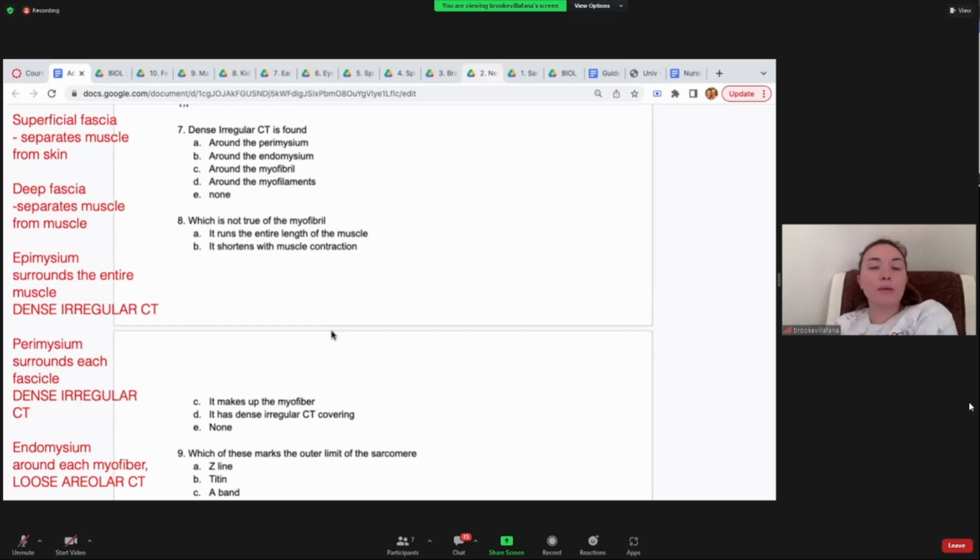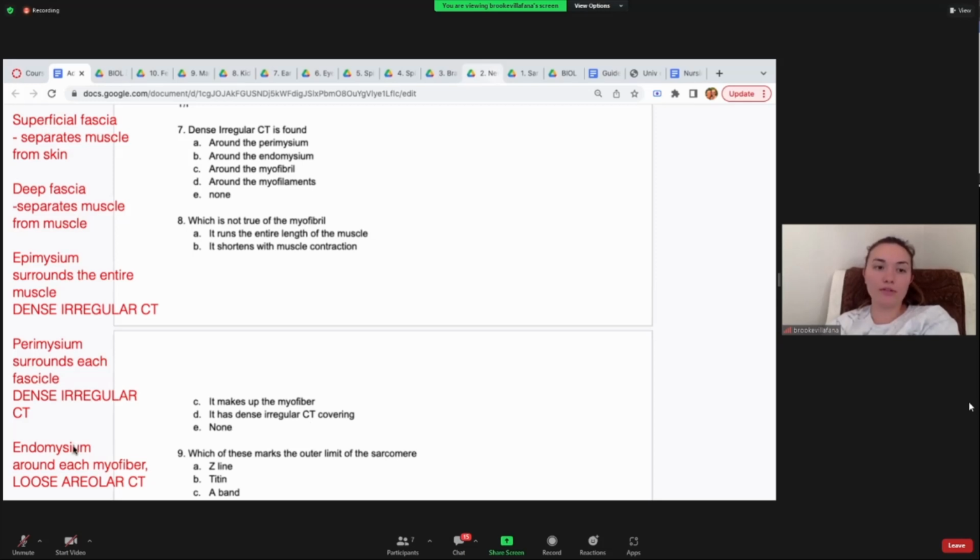So for number 8, we'll just go ahead and answer that, and then we'll try for the next one for you guys to put it in the chat. So for number 8, the D would be the answer because the myofibrils and the myofilaments have no covering.